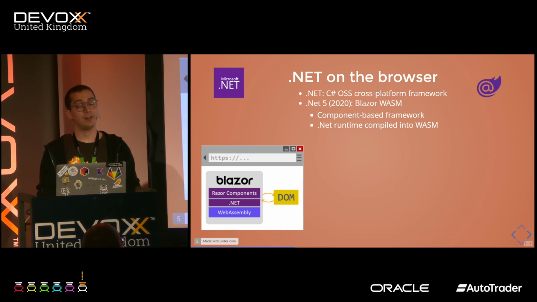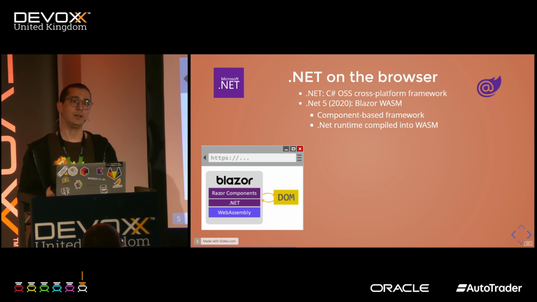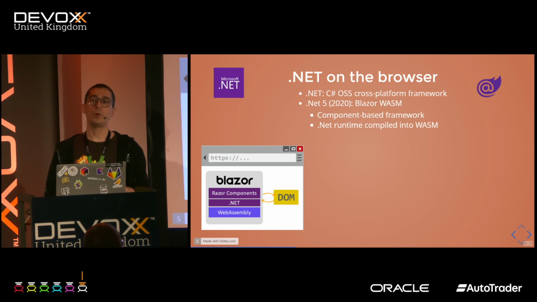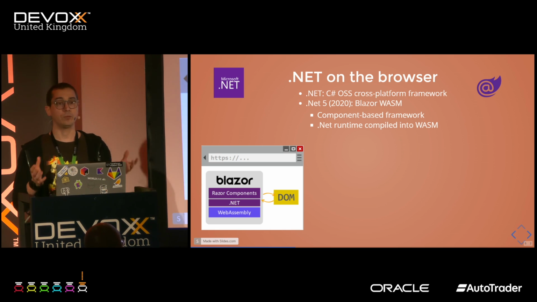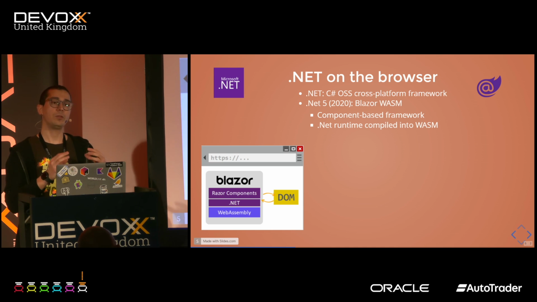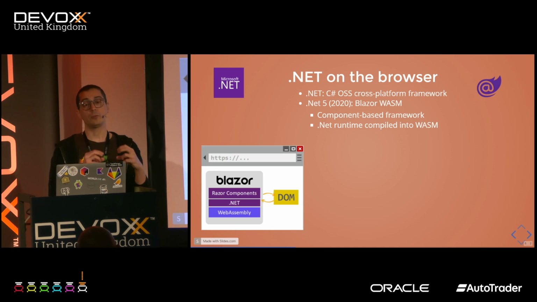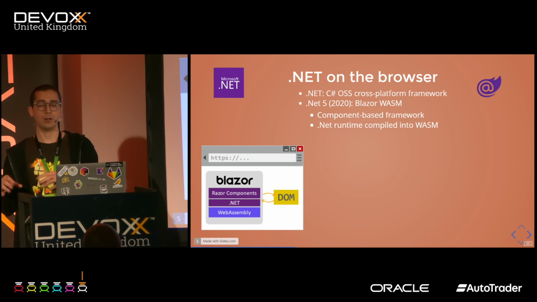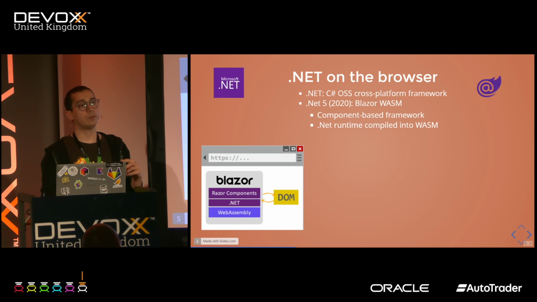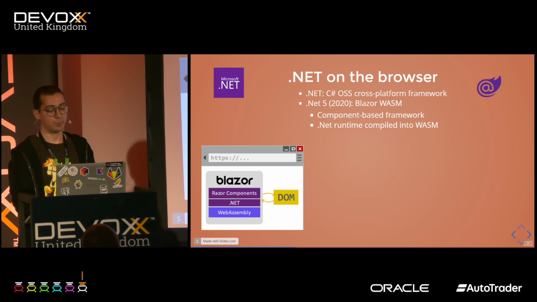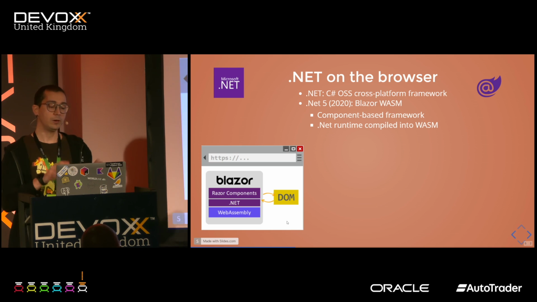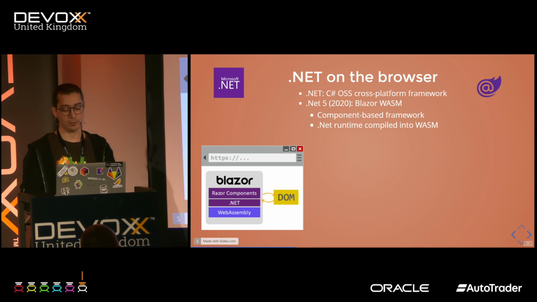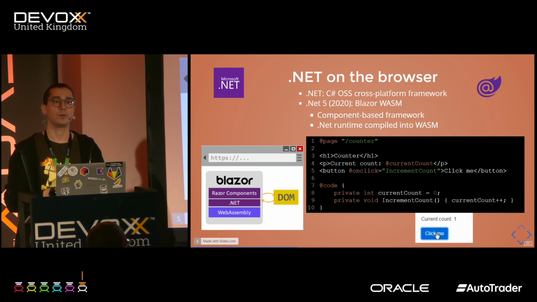But what really attracted me is that in 2020, in version 5 of .NET, Blazor WASM was announced. It's a component-based framework like Angular, React, and Vue, but instead of writing JavaScript, you write C#. This C# code is compiled like any C# program, but the .NET runtime, as you can see in the bottom left corner, is compiled or executed in WebAssembly. This is an example of a Razor component.